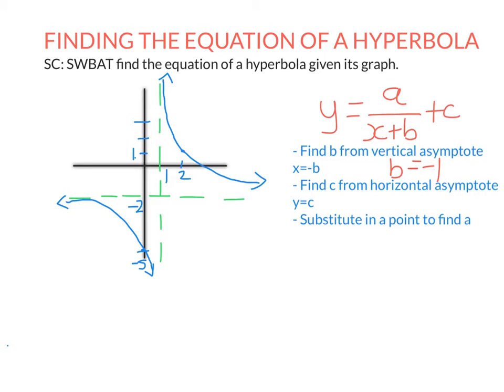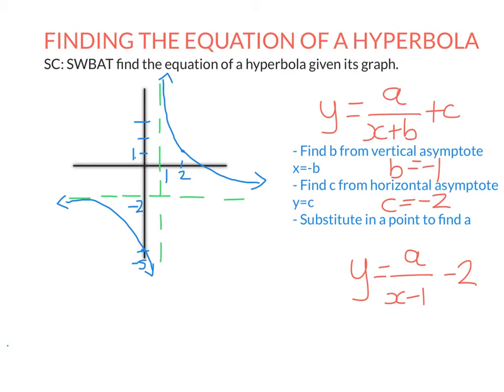Okay, we see very clearly that the horizontal asymptote is y equals minus 2. So c is just minus 2. Remember, horizontal asymptote is y equals c. It's not the negative of this number. So we know that the equation of the hyperbola on the graph is going to be a over x minus 1, minus 2. So now, all we have to do is find this value of a.